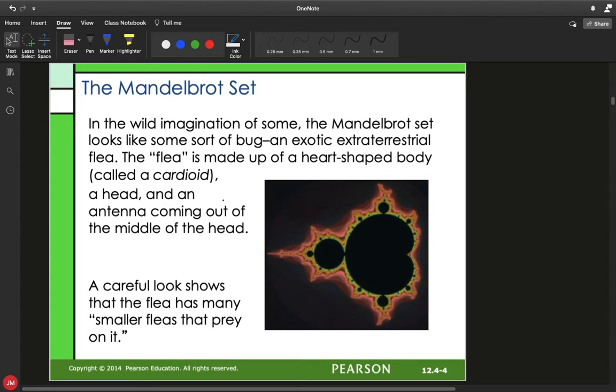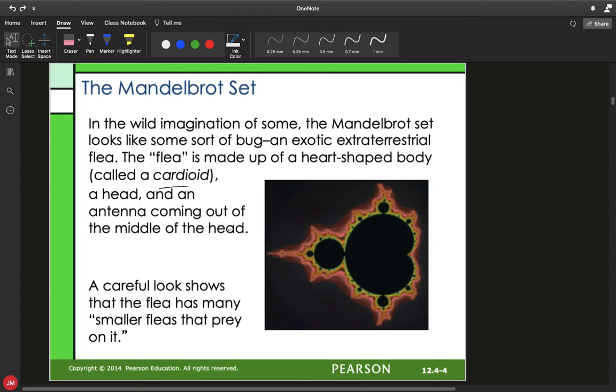Now, to discuss some of it, let's think of it as a flea. So we'll think about this image as being a flea. You've got the body, which again is that heart-shaped piece, which we call the cardioid. So that is this piece right in here. And then in addition to that cardioid, you have the head as well, which is this part right in here. And then you've got this antenna-like thing coming out of it as well. And so that's what it looks like, at least at first.